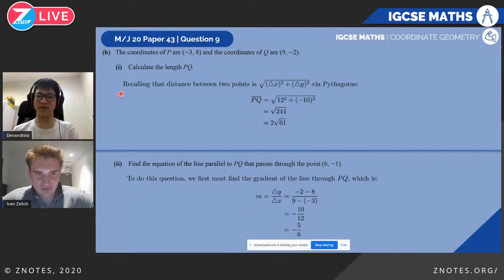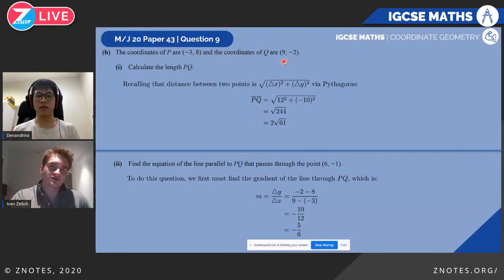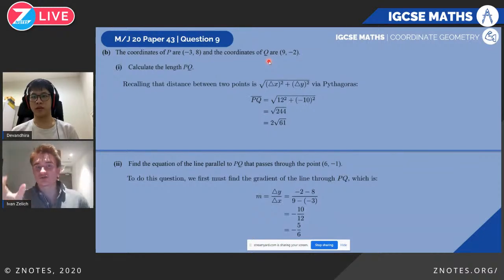So we have to calculate the length of PQ. So recall that the distance between 2 points is found by Pythagoras, the change on x squared plus the change on y squared. When you find the gradient, for example, you need to make sure that you really keep the same orientation of your points. So if you do Q as your x1, y1, then your P has to be x2, y2. So just make sure that you keep the points in the same way you're taking them from each other.